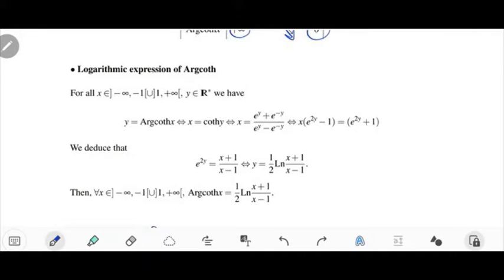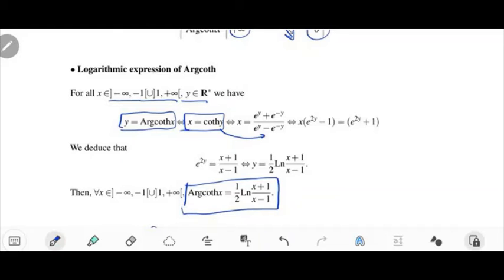As we did for th x, we will write a logarithmic expression of arccoth. So for all x in (minus infinity, minus 1) union (1, plus infinity), y in R star, if y is equal to arccoth x, then x is equal to coth y, and we do very similar calculations as for th, and we will obtain that arccoth x can be written as half ln of (x plus 1) over (x minus 1). Of course, this is true when x is in (minus infinity, minus 1) union (1, plus infinity).